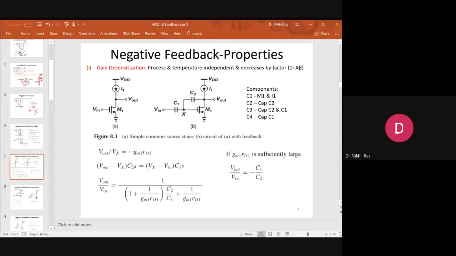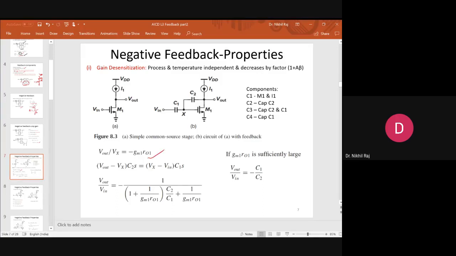Then we have taken one example, a simple common source amplifier with a current source load. When a current source load was there, we know the gain was gm into rd, rd parallel to r naught, but here rd is infinite, so the gain is only gm r naught.